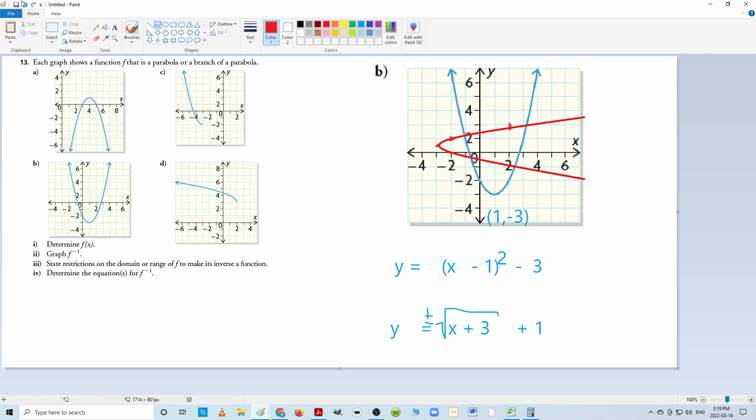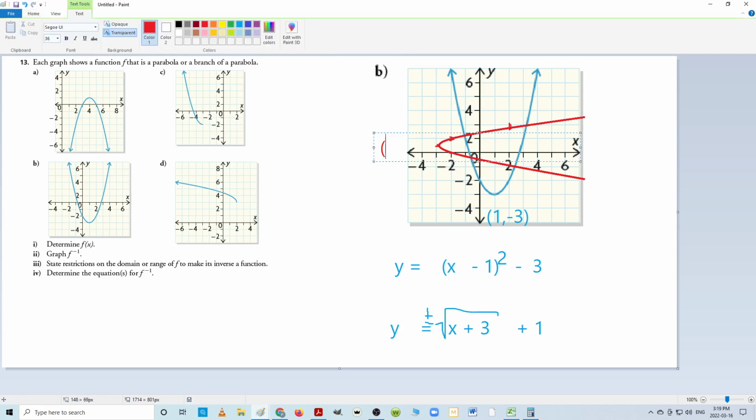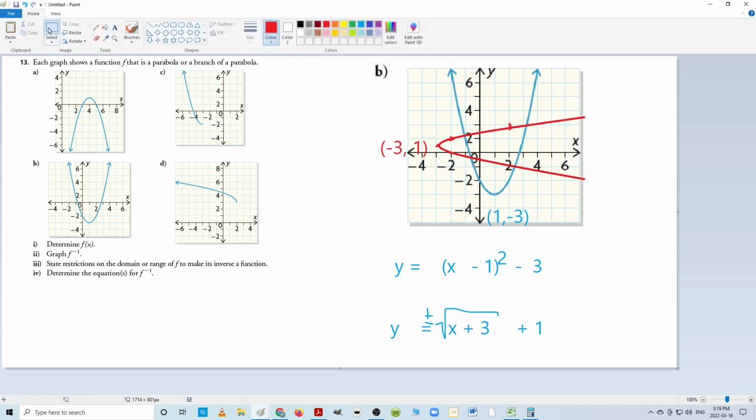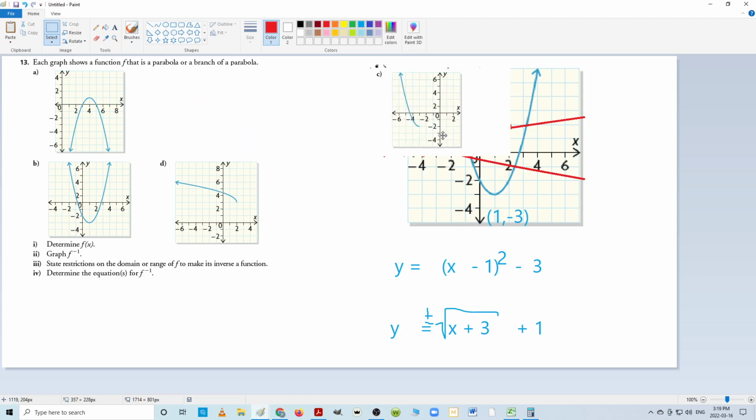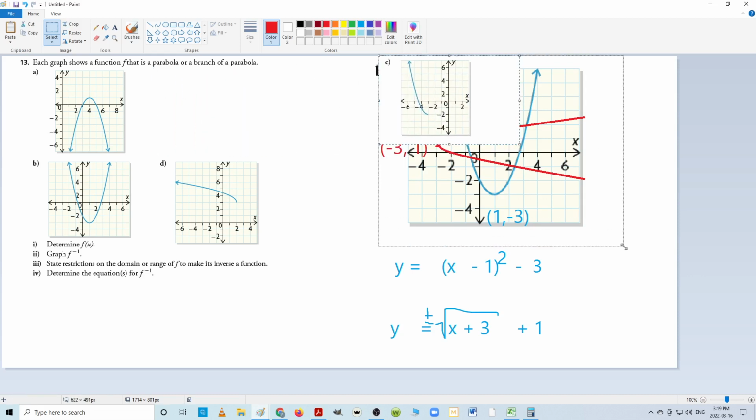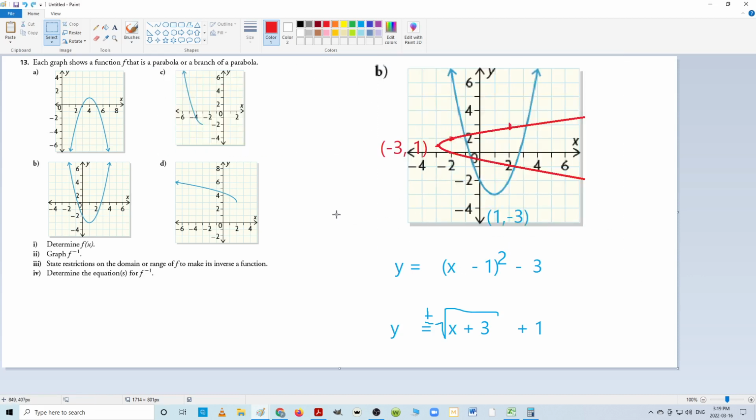That's the inverse, and you should label what you know as well. So you'd always label the vertex like that, and whatever other points. You should label all the points that you discover. This one, keep in mind, because it is half a parabola, what are the domain and range restrictions here?